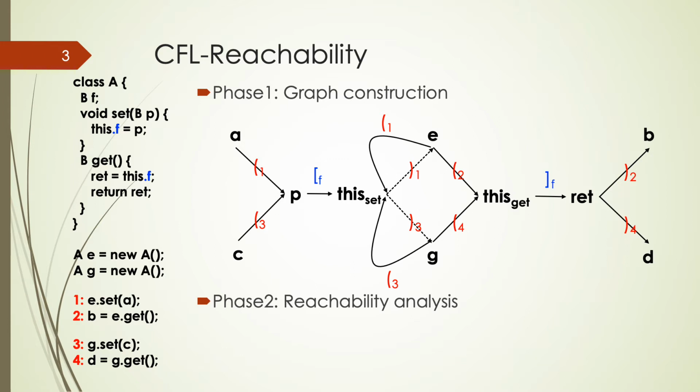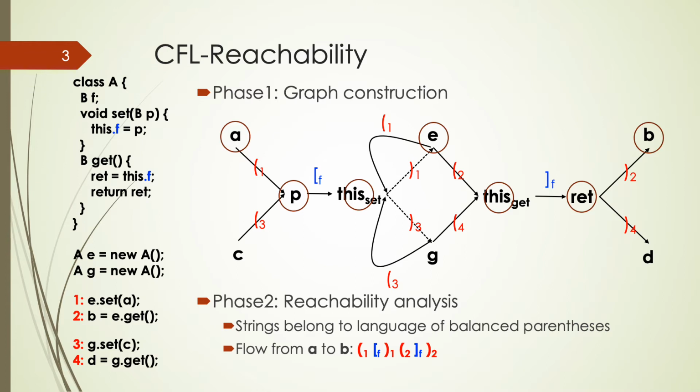Otherwise, there is not. For example, there is flow from lowercase a to lowercase b via path a, p, this, E, this get, ret, and then b. The string along this path is shown here. The parentheses on the path match. Call 1 matches with return from call site 1, and call 2 matches with return from call site 2. There is no path from E to d, however, because E flows into this of get at call site 2, and ret flows to d at return from a completely different call site 4.